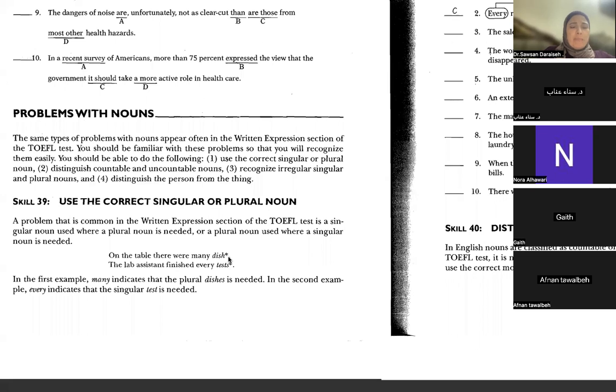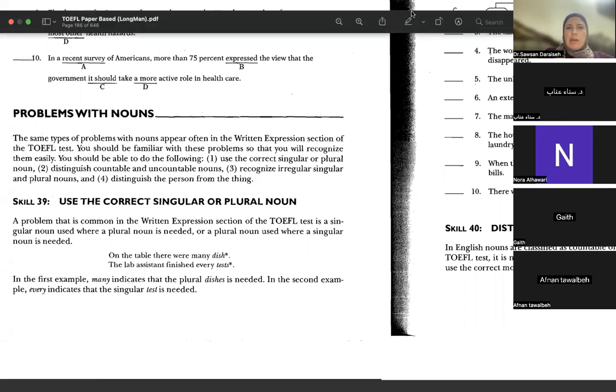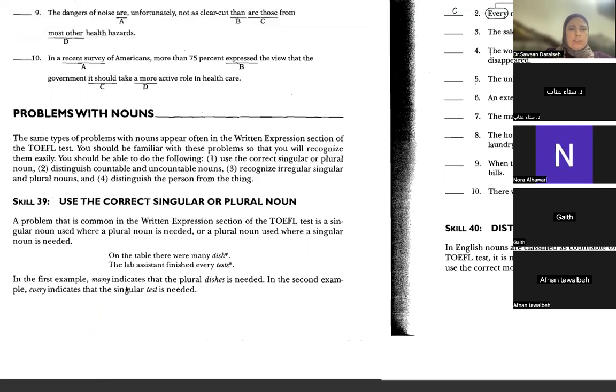Toothbrushes, let's say with brushes, that's the thing. All right. In the first example, this one over here, let's see what the comment is. I need to admit some of your classmates. So in the first example, many indicates that the plural, dishes, is needed.